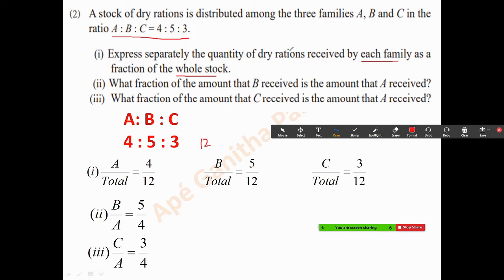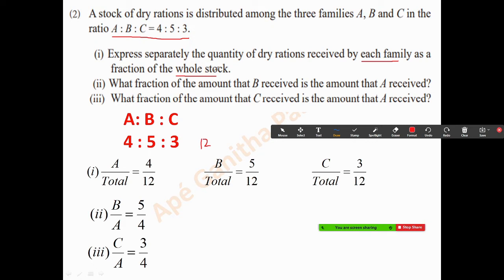Now each family, then let's get family A first. Then A over total. A is 4 parts. Then 4 over total is 12. 4 over 12. Family B over total. Then B is 5. Total is 12. Then 5 over 12. C is 3. Then 3 over 12. That way we can compare. We can write separately the fraction received by each family as a fraction of the whole stock.